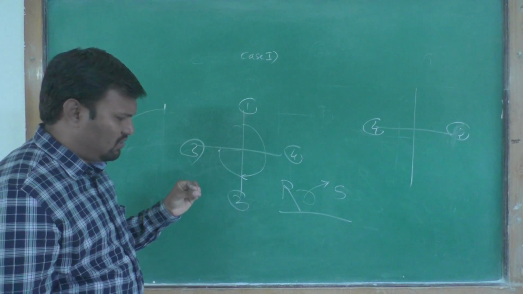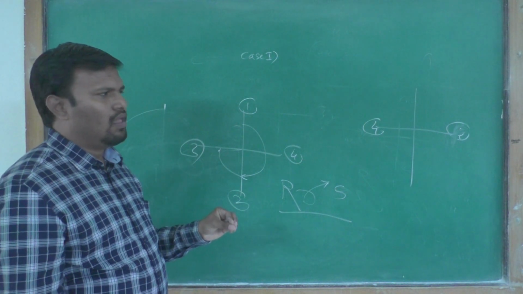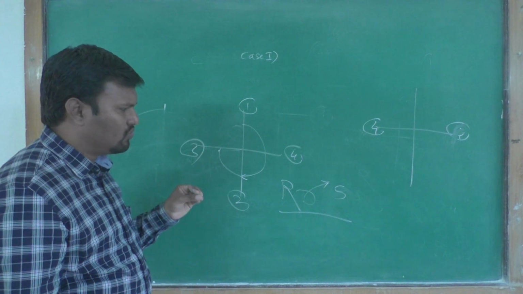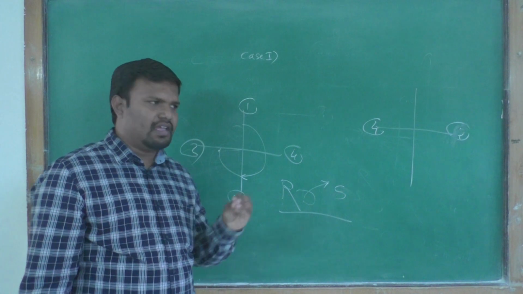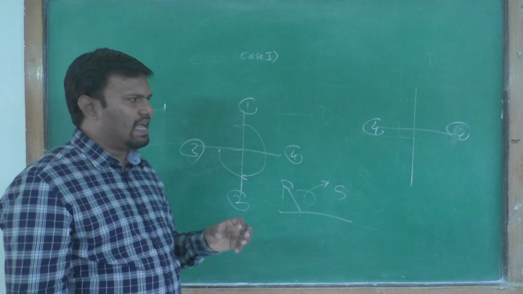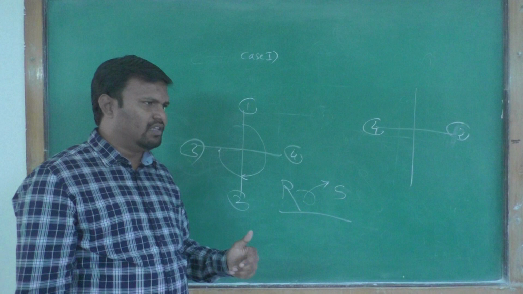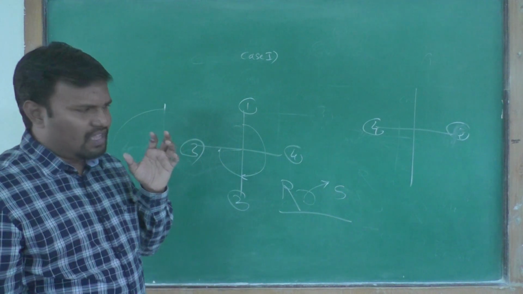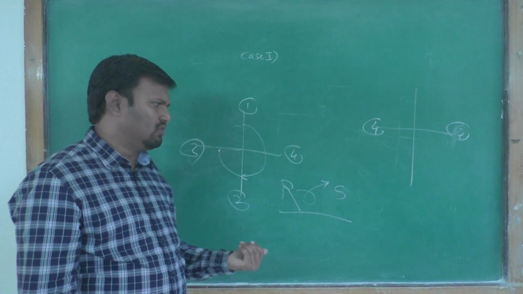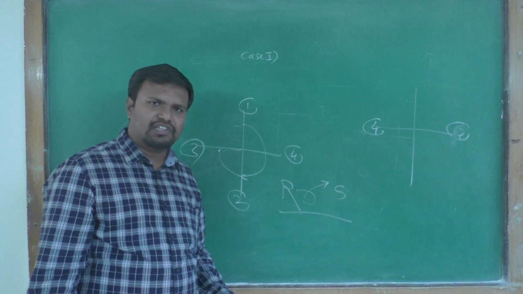Important thing in assigning the RS configuration is you have to find out which group is having the higher priority and which group is the lower priority. This is a challenging task. You have to find out the sequence. Then you can predict any configuration of the molecule. Without giving the priority, it is impossible to predict the R and S configuration.